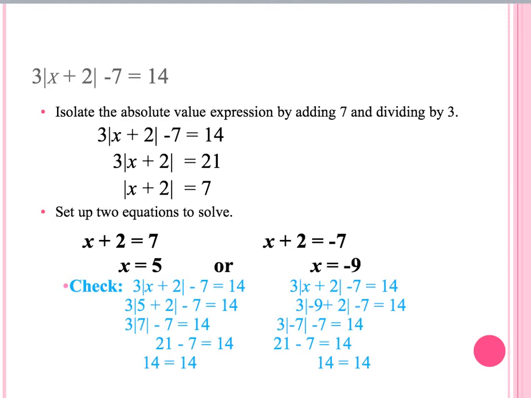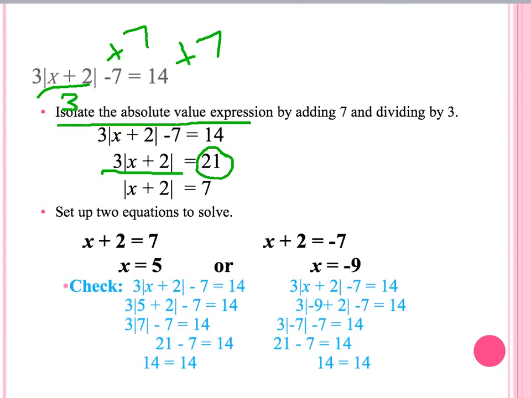Here is a more challenging absolute value expression. We will start this like all the others, making sure we isolate the absolute value. To do this, in the first step, we will add 7 to both sides. When adding 7 to both sides, we get 3 times the absolute value of x plus 2 equals 21. Our next step will be to divide both sides by 3. These divide to 1, and we are left with the absolute value of x plus 2 equals 21 divided by 3, which gives us 7.